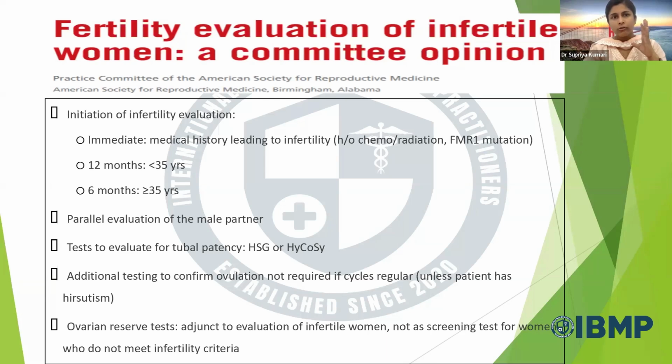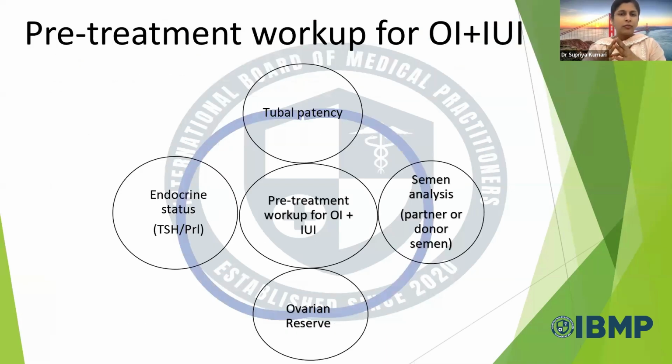Basically, it's not going to help in evaluation of infertility in these females, but rather the most important reason for ovarian reserve testing is that it will help you choose which treatment modality the female needs and how much time she has left for procreation, for producing offspring in her fertile journey. So this is the pre-treatment workup for OI and IUI patients. We have to go for the endocrine status. TSH should be done, prolactin should be done. These are two must tests. Tubal patency must be done, semen analysis must be done, and ovarian reserve also must be done. If all these are okay, then we go ahead with ovulation induction and intrauterine insemination.